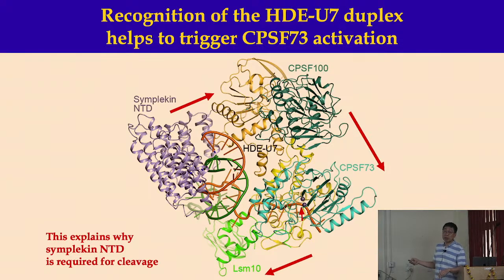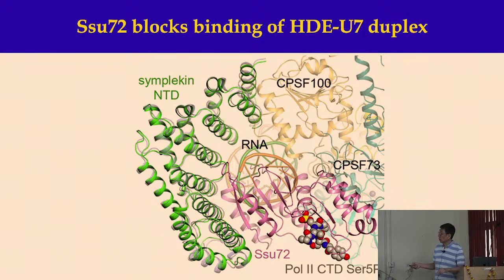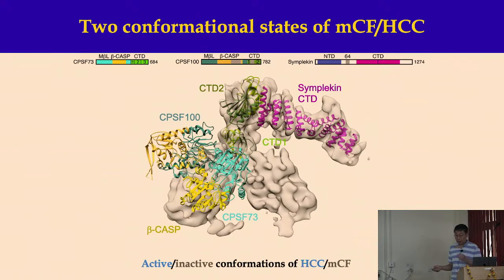Then I also showed SU72 inhibits this cleavage reaction. It inhibits because it binds at the same place as the duplex. So they are mutually exclusive. If SU72 binds, RNA cannot bind. That's why it inhibits. So very simply explaining that process as well.